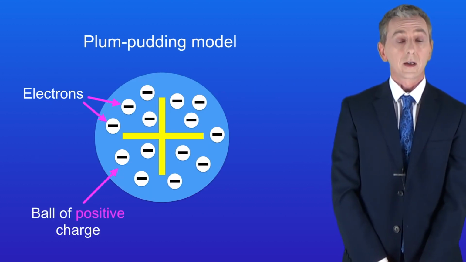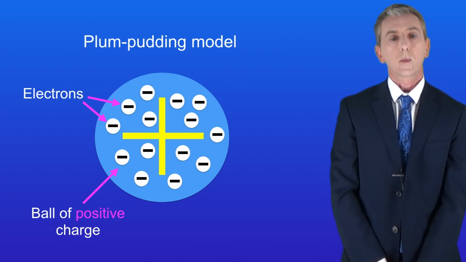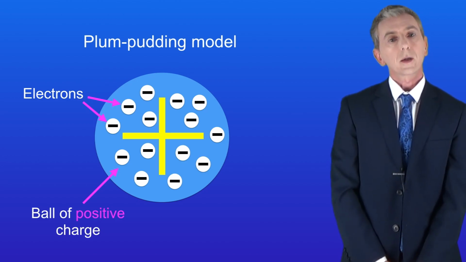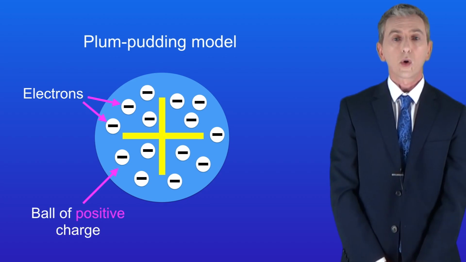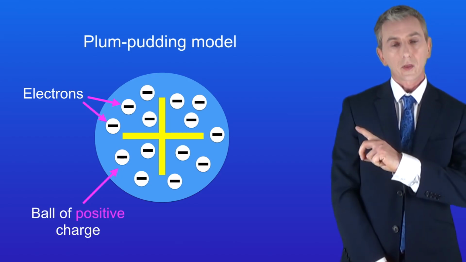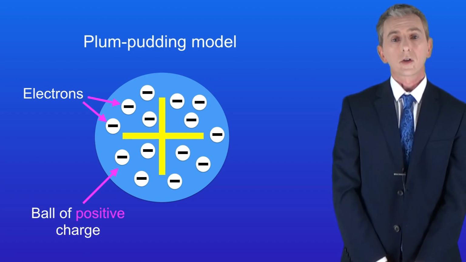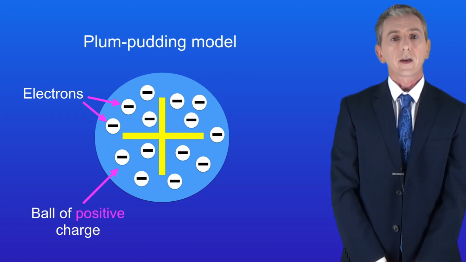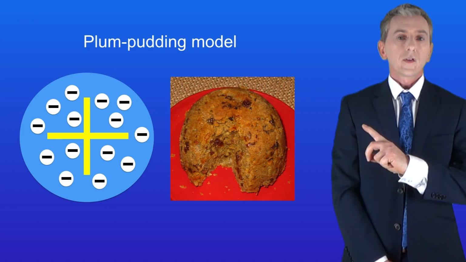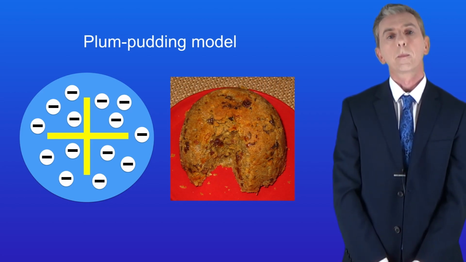Scientists now suggested a different model for the structure of atoms. They called this the Plum-pudding model. The Plum-pudding model suggested that an atom is a ball of positive charge with negative electrons embedded in it. So I'm showing you here the Plum-pudding model. You can see that we've got a ball of positive charge, and embedded in it we've got negative electrons. This is what an actual plum pudding looks like, so you can see where the name came from.